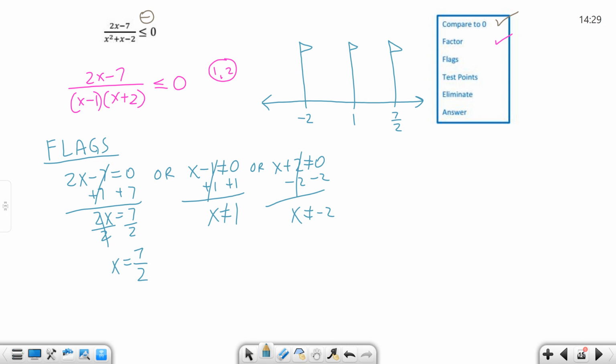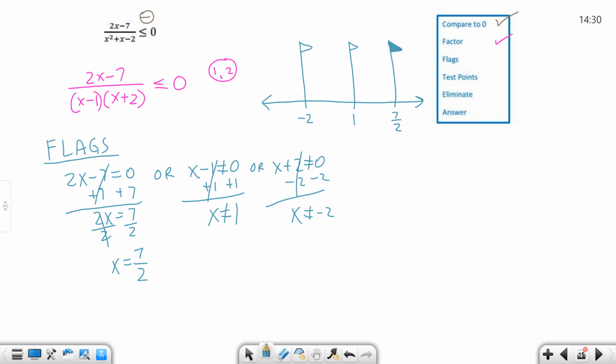And now I need to determine, do I shade my flags? Well, guess what? I got an equal. So I do shade flags, but I got to be careful. I cannot shade anything that makes the denominator, the bottom, 0. And I reminded myself with not equals here, do not shade those 2 flags. But I do shade the 7 halves flag. So this one I shade. That flag I shade. The other ones I do not, because they make the denominator equal to 0. That was one of my notes, the red note on the first part of the video there when we were talking about the steps to solve it.